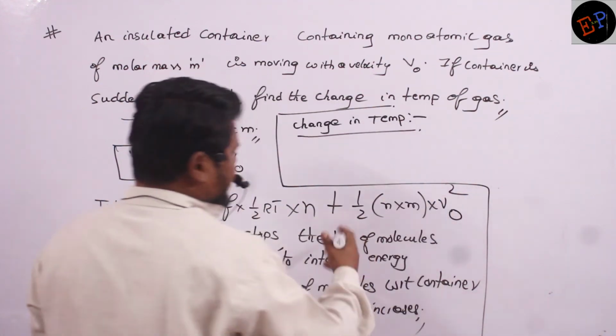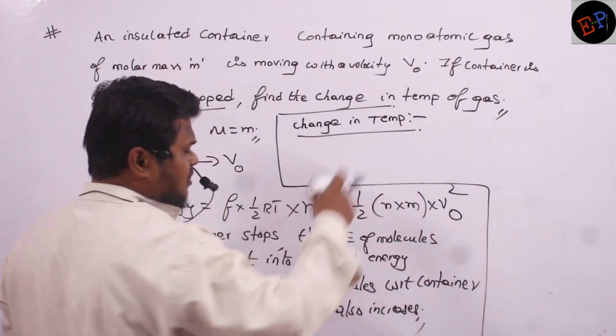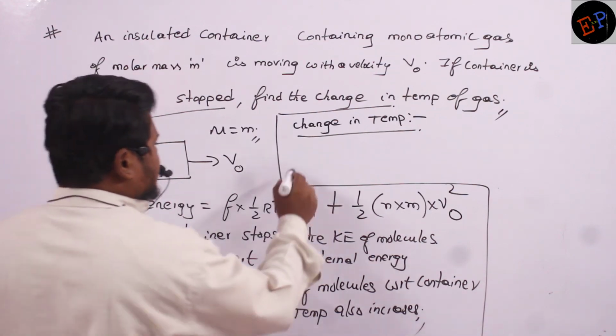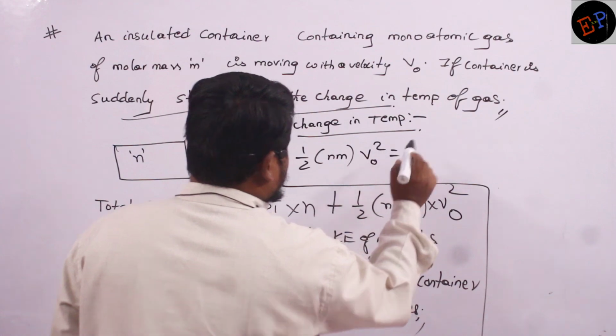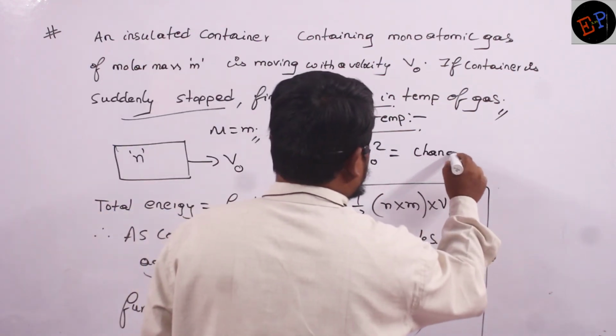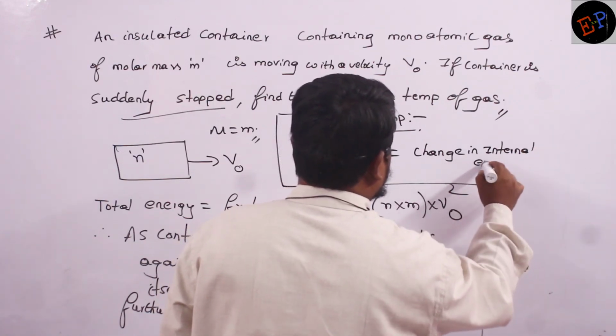So which energy is converting into additional internal energy? This energy is disappearing, no? So that energy will again convert into the internal energy of the gas molecules itself. Therefore, half N m multiplied by V0 square is equal to the change in internal energy. This converts into change in internal energy.